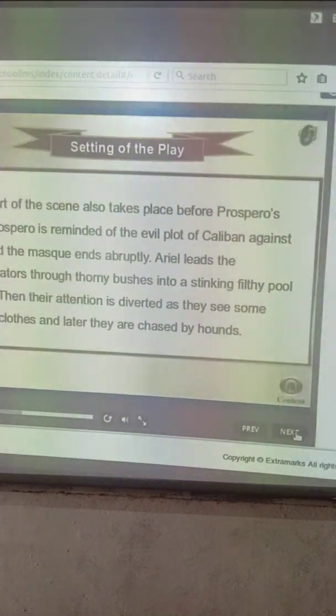This part of the scene also takes place before Prospero's cell. Prospero is reminded of the evil plot of Caliban against him, and the masque ends abruptly. Ariel leads the conspirators through thorny bushes into a stinking, filthy pool of water. Then their attention is diverted as they see some gaudy clothes, and later they are chased by hounds.